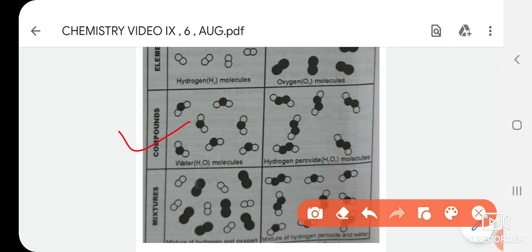It is homogeneous and has the same composition throughout. It can be represented by a chemical formula. See, water H2O, iron sulfide FeS. So a chemical formula is there. And its properties are different from its components. For example, water is a compound, H2O, and the properties of water are totally different from hydrogen and oxygen.